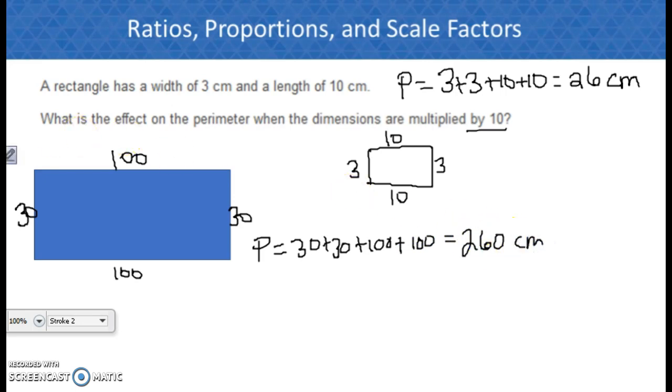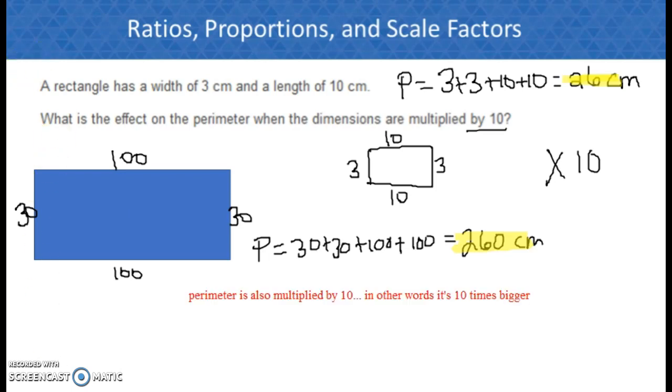And now we have to look at our two perimeters, and ask ourselves, okay, what is the relationship between our original perimeter and our new perimeter? And I hope that you guys realize that to get from 26 to 260, you multiply by 10, which is exactly what the scale factor was. We were multiplying it by 10. So what is the effect on the perimeter when the dimensions are multiplied by 10? The perimeter is also multiplied by 10, or 10 times bigger.